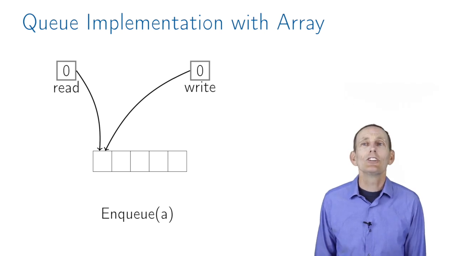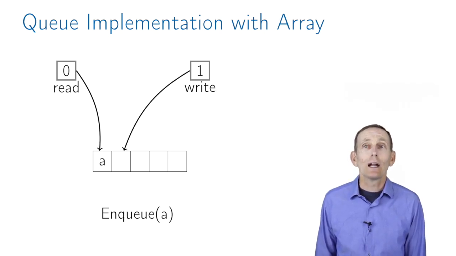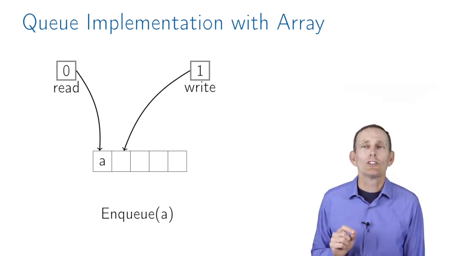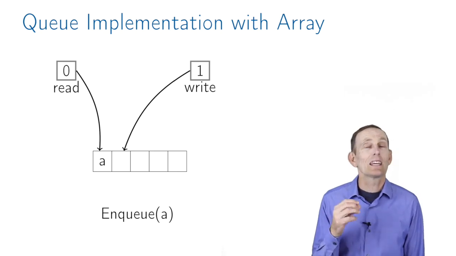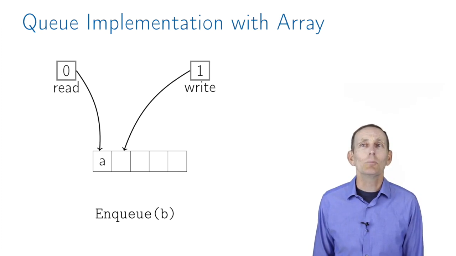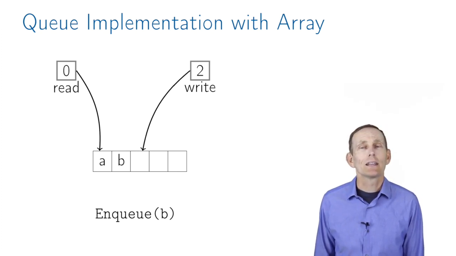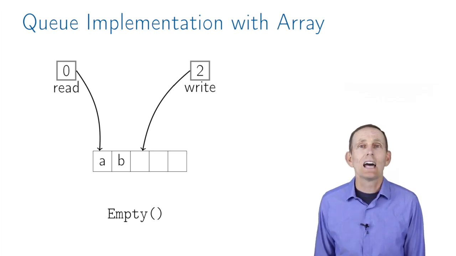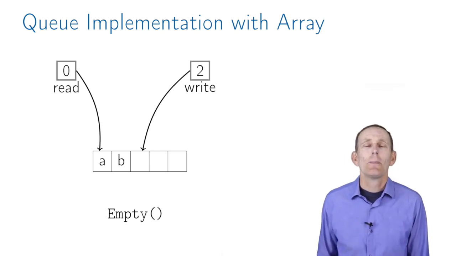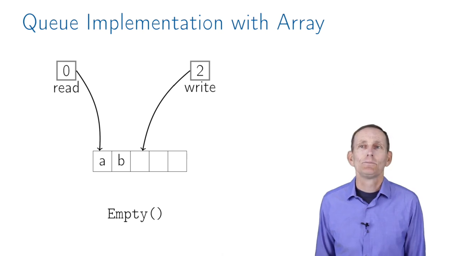So we're going to go ahead and enqueue A, and we have a write index. The write index tells us where the next enqueue operation should happen, and the read index tells us where the next dequeue operation should happen. So we enqueue A, we enqueue B, and now update our write index. If we ask whether we're empty, no, we're not empty because read is not equal to write. That is, we have something to dequeue that has been enqueued. So empty would be false.